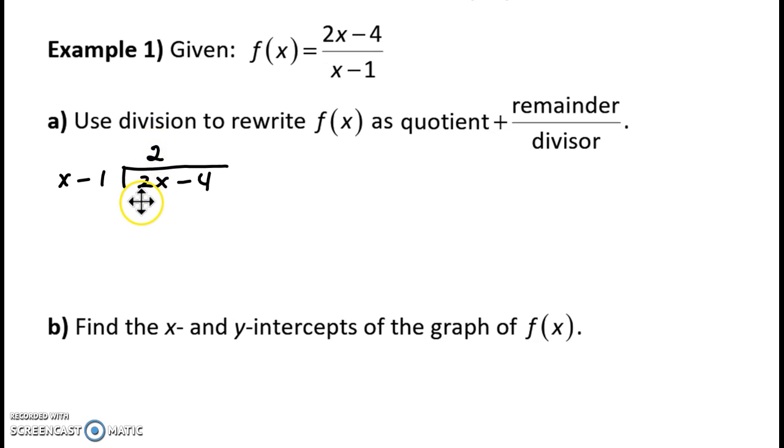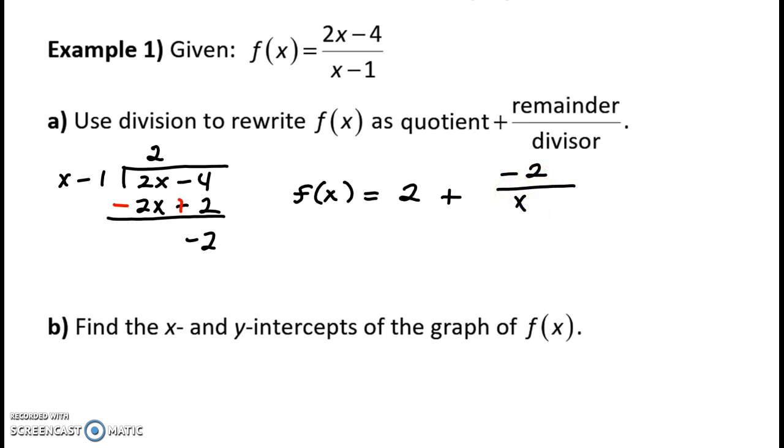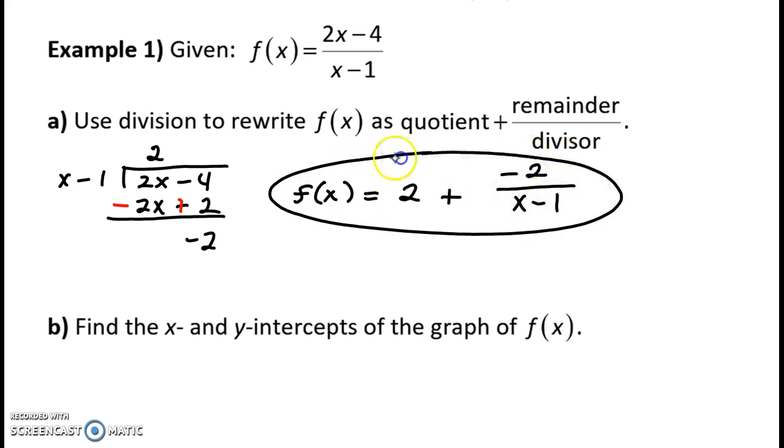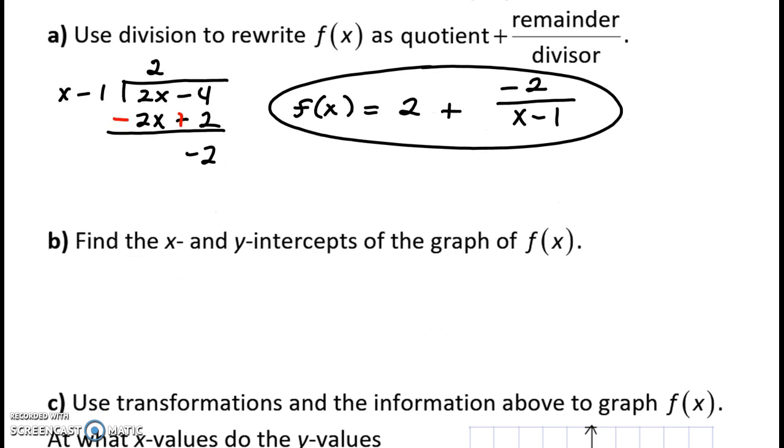2 times the divisor is 2 times (x - 1), or 2x - 2. Then we can change the signs of each of those terms and add, giving us a remainder of -2. I know it's a remainder because -2 is not divisible by x - 1. So therefore, f(x) expressed in quotient form is f(x) = the quotient 2 plus the remainder -2 over the divisor x - 1. We're going to use that form later.